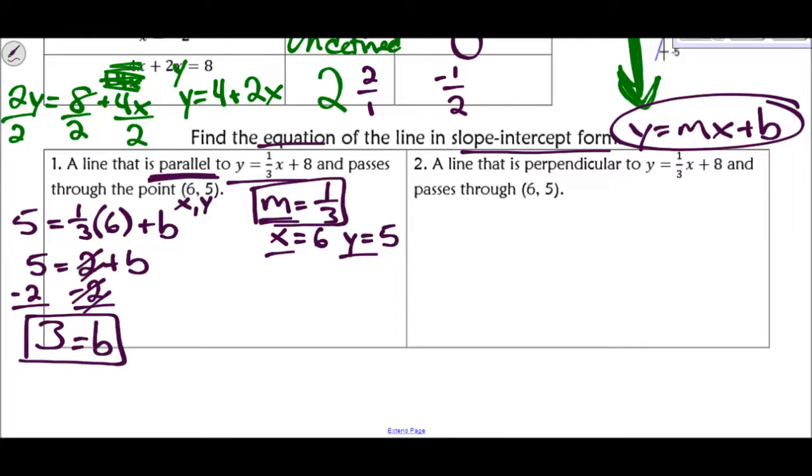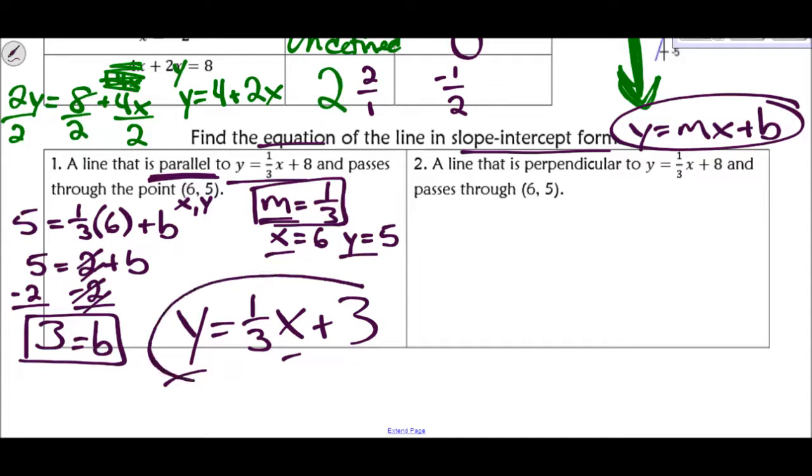And I just put them together into slope-intercept form. The x and the y are not specific numbers. They're variables. They're going to change, so I leave them as x and y. I put my slope and my y-intercept into the equation. That's the slope-intercept form. It's got a slope and a y-intercept. Same kind of thing for the next one.